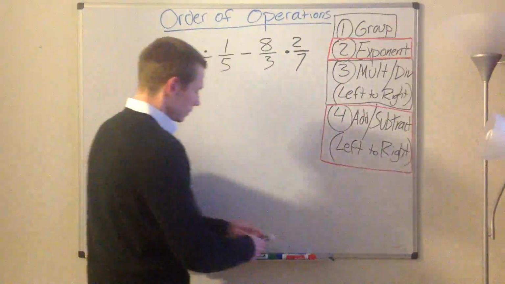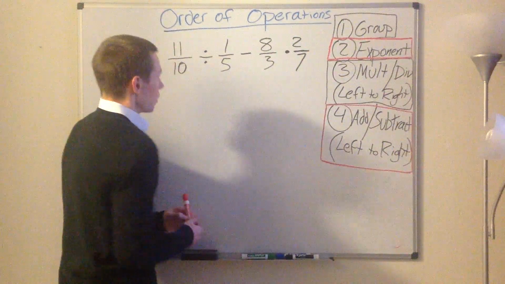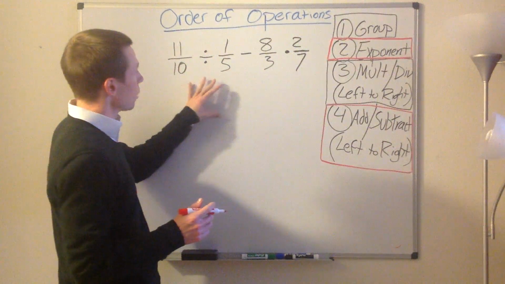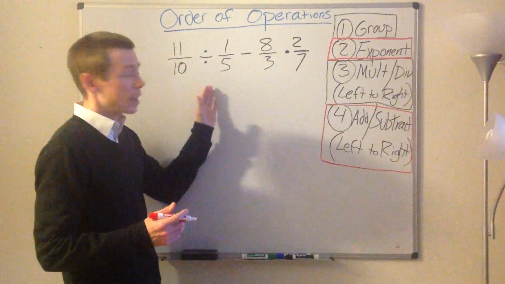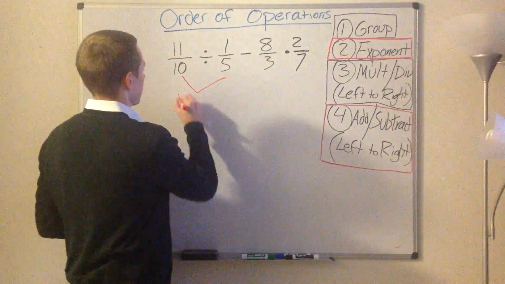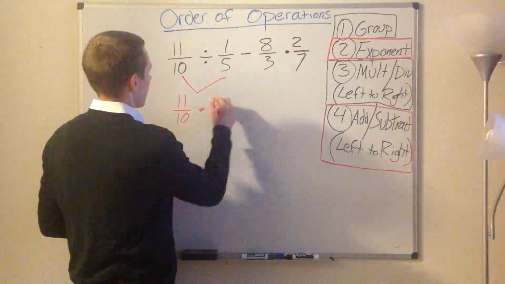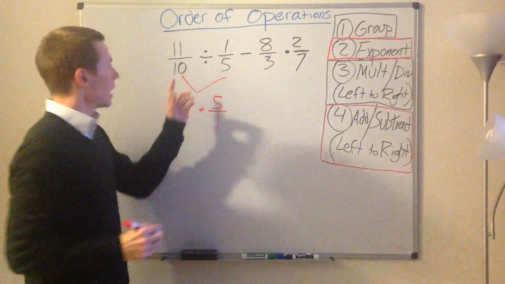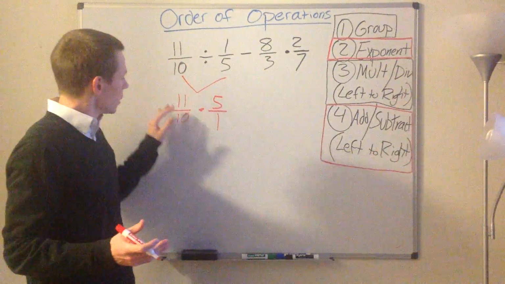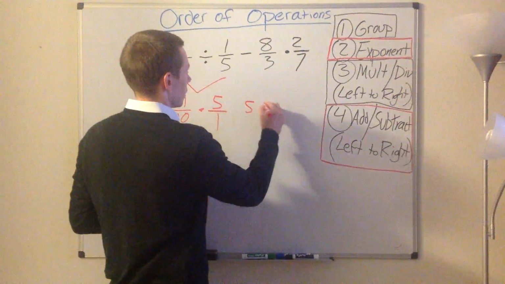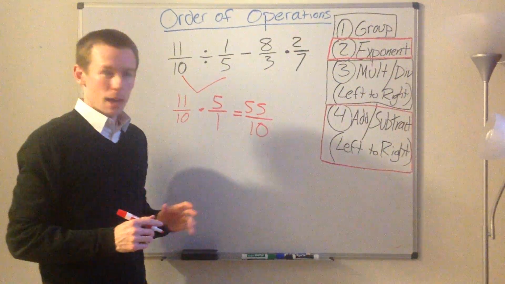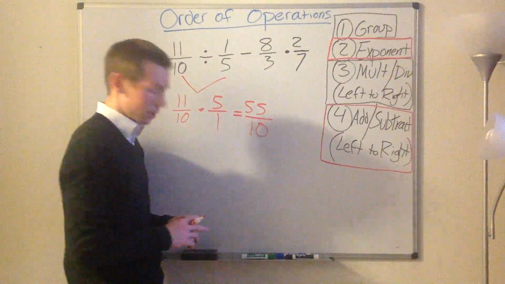So remember that fraction division is multiplying by the reciprocal, in this case of the number to the right of the division symbol. So 11/10 divided by 1/5 becomes 11/10 times 5/1. So 11 times 5 is 55, and 10 times 1 is 10. So this becomes 55/10.